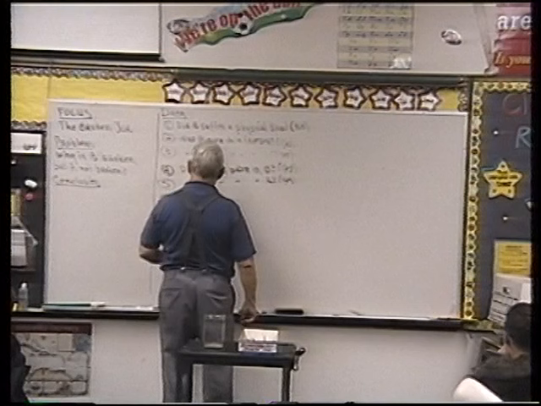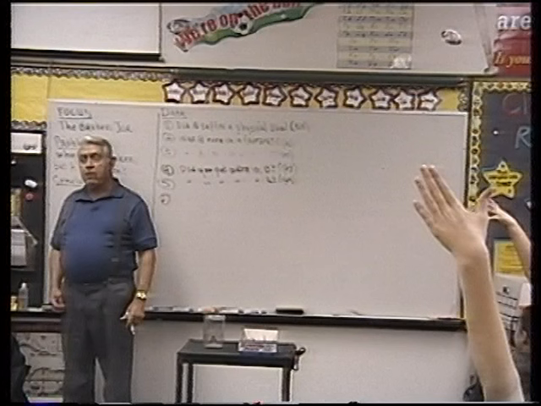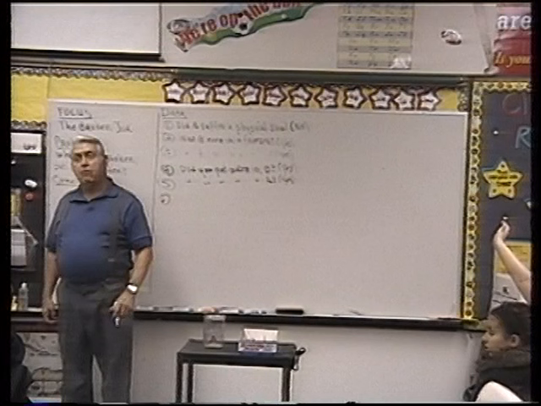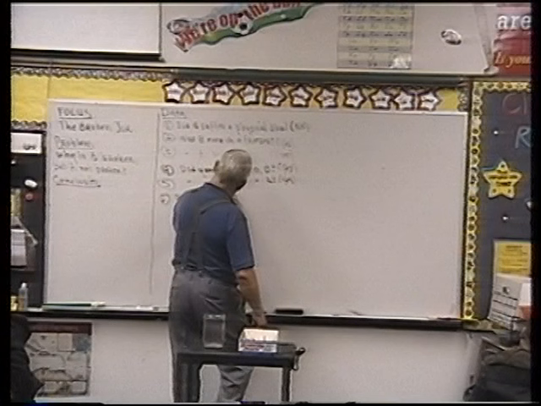Six. What else might have happened to B besides putting water in both of them, putting both of them in the freezer? What else might have happened? Where's your name tag? Darby. Okay, Darby. What else might have happened? Did you heat B? No.